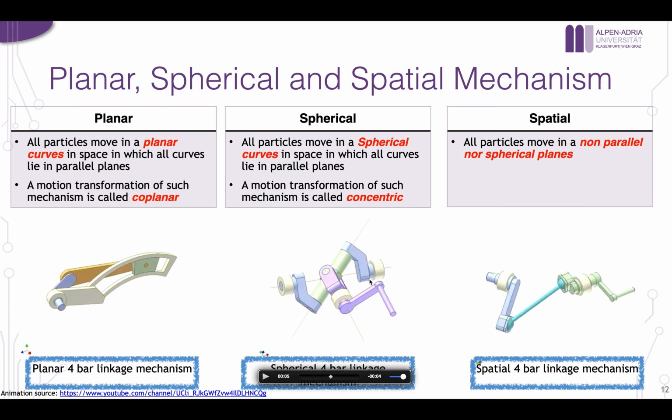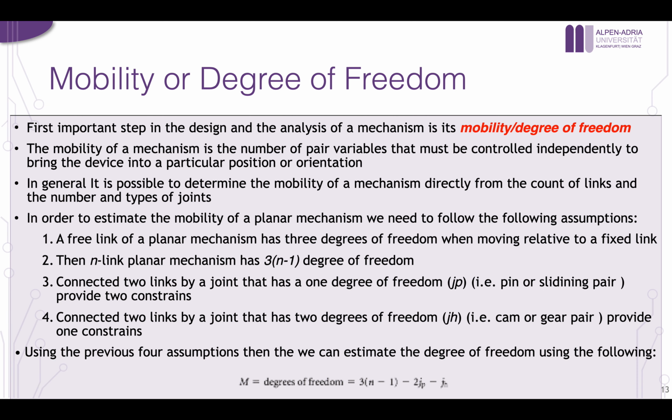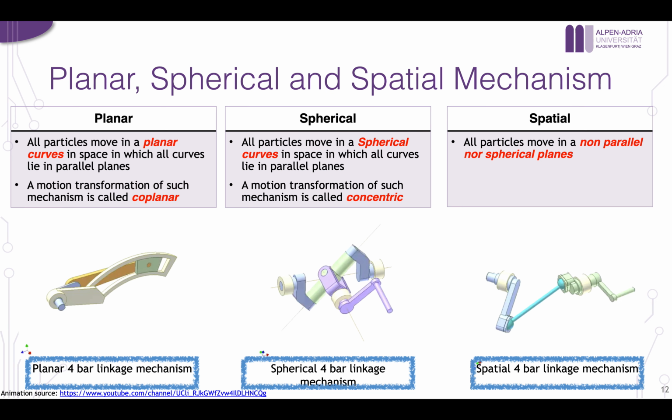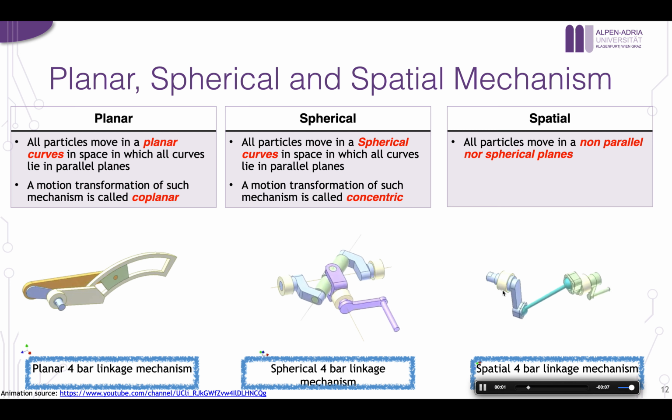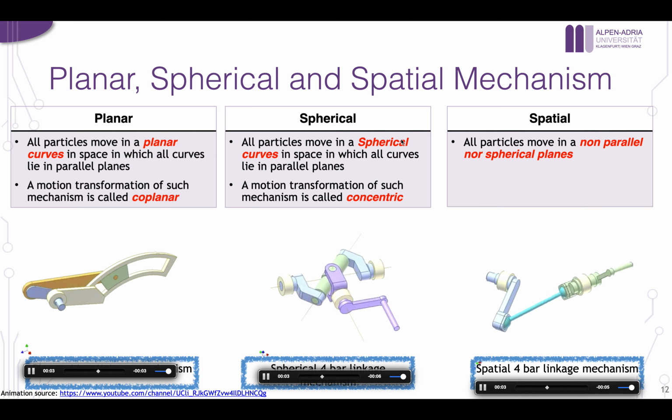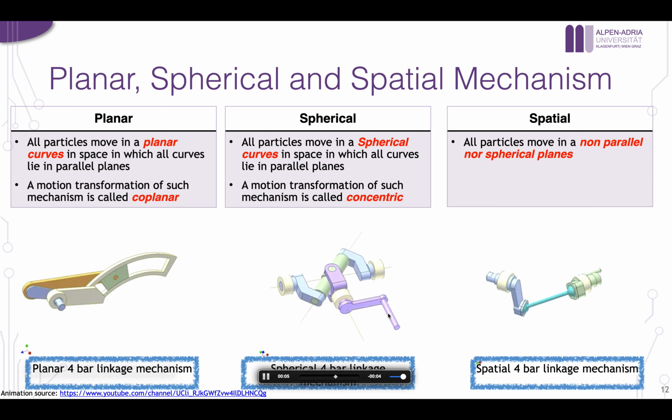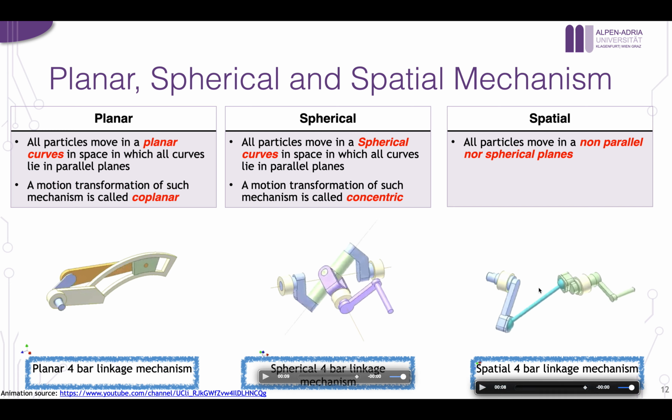and this basically creates a kind of sphere of links. Now there is spatial, which is really the extreme case, or not the extreme but the hardest type of mechanism, because here we don't have parallel or spherical planes, but they could be in any directions or orientation. This is an example of a spatial mechanism.